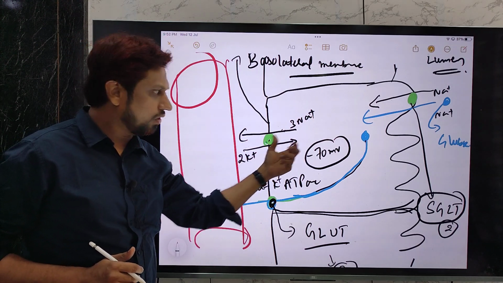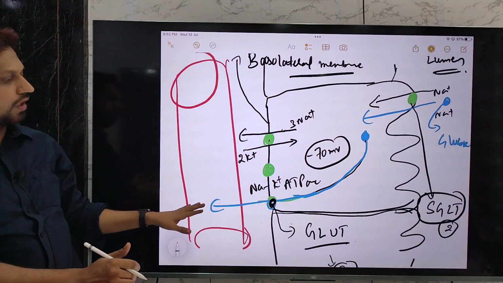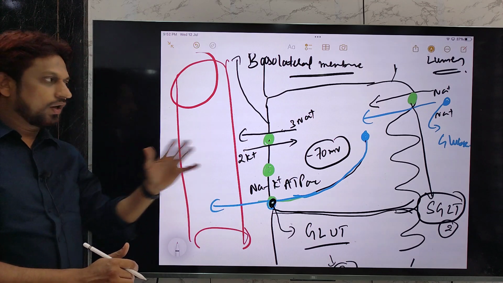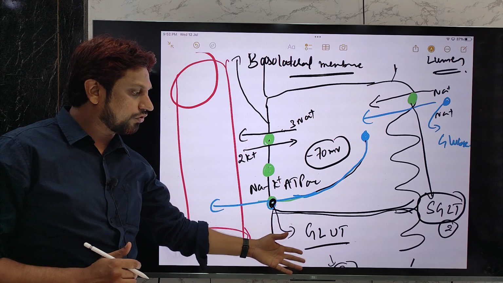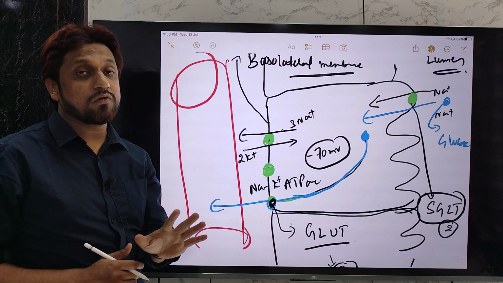This is primary active transport, and once the glucose enters here, the glucose will diffuse outside this cell into the interstitial fluid and ultimately into the blood, taken back. It is by the GLUT transporter, that is glucose transporter number 2. Okay, this is how glucose is transported at the proximal convoluted tubule.